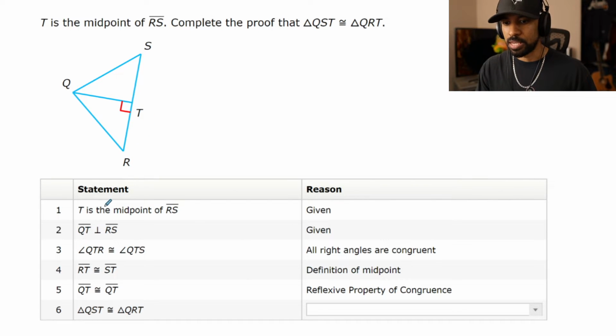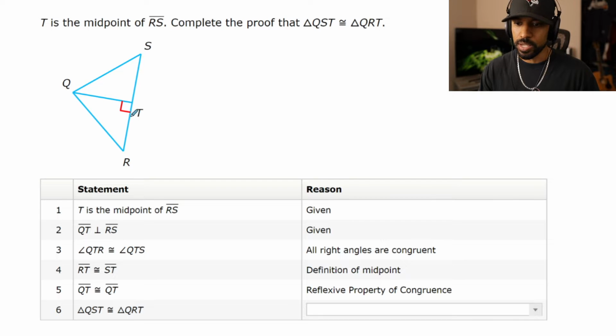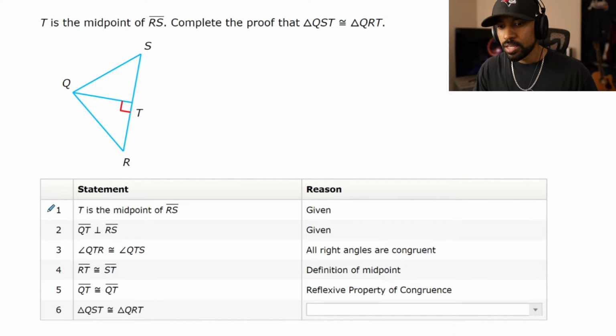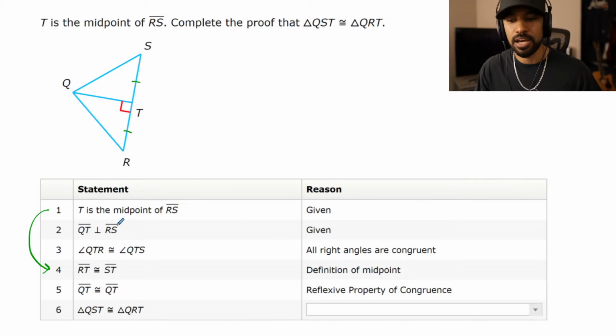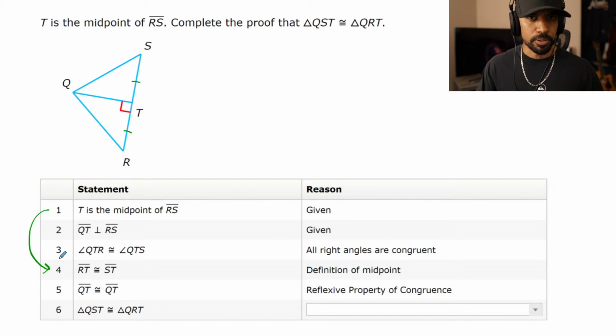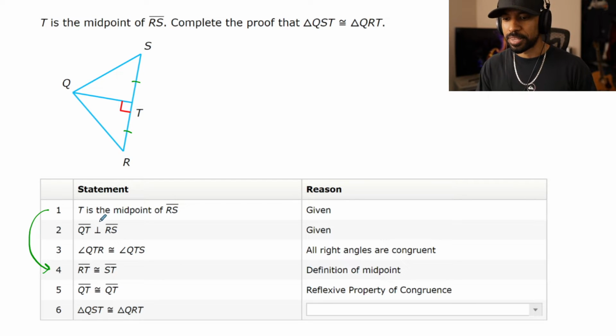All right, next problem as we keep moving on. T is the midpoint of segment RS. That is given. So we can already tell that we're going to be doing this two-column proof. The midpoint helps you make this statement right here. Because T is the midpoint of RS, segment RT is going to be congruent to segment ST. That's by definition of midpoint. So you can tell that statement 1 helps us build statement 4. It's kind of far down, but that's okay.